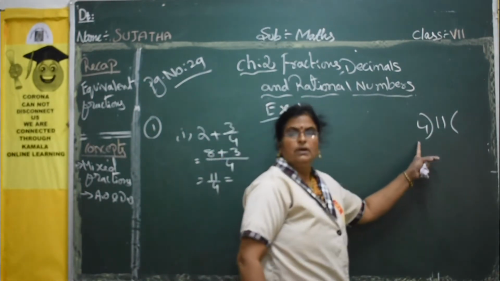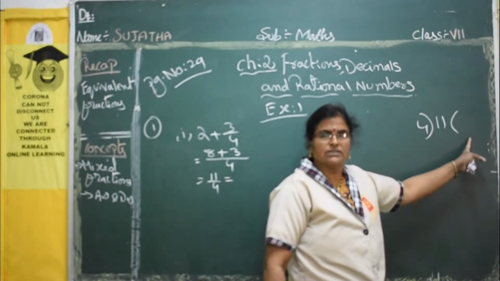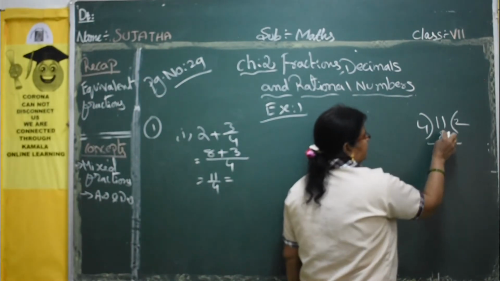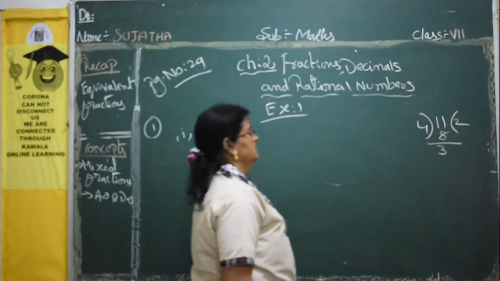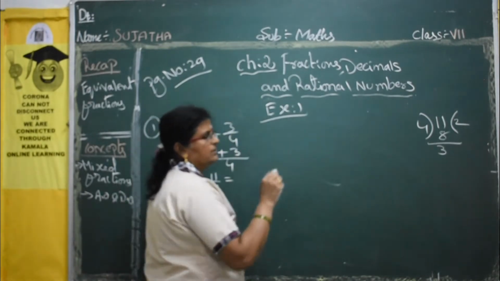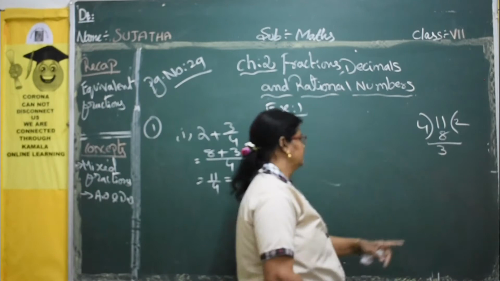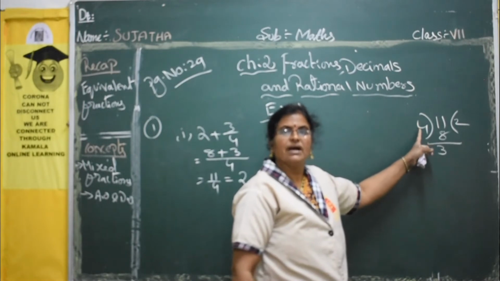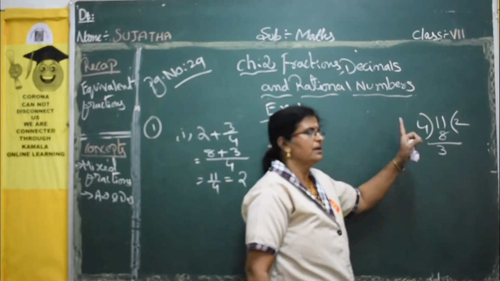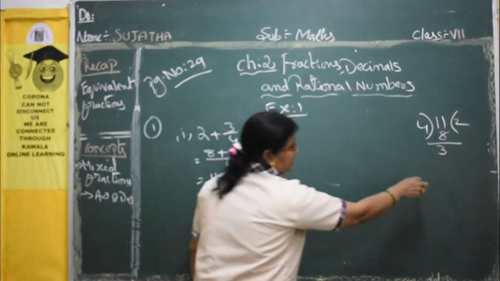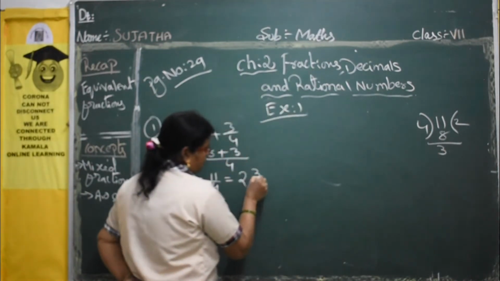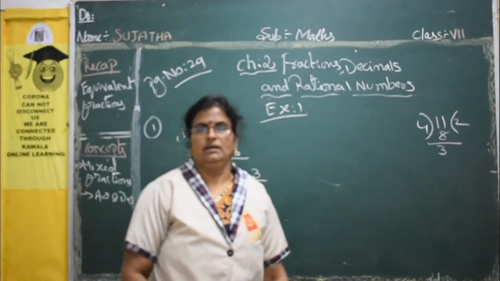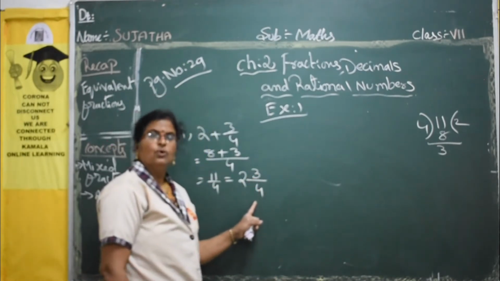Okay. So in the 4 table, how many times will 11 come? 11 will not come, so you have to take less. So 4 2s are 8. So 11 minus 8 is 3. Then how can you write? What the quotient you are getting, that you have to write as a whole number, and what the remainder will be there, that you have to write as a numerator, and what the divisor will be there, that you have to write as a denominator. Then 2 3 by 4 is a mixed fraction.